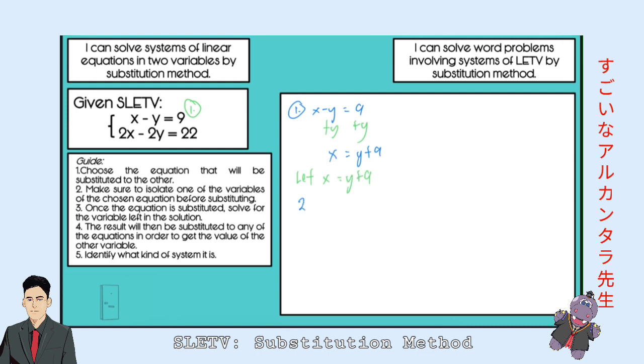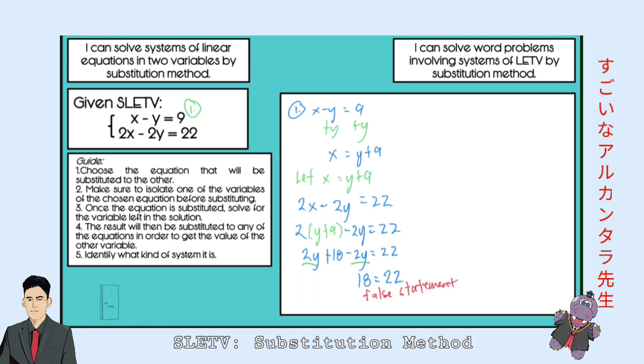Doing so, you will have 2x minus 2y is equal to 22. 2 times your value for x, which is y plus 9, minus 2y equal to 22. 2 times y is 2y. 2 times 9 is 18, minus 2y equal to 22. Now you have here 2y and negative 2y. That can be simplified as 0. You'll be left with 18 is equal to 22. Now, as you can notice, 18 is not equal to 22. This results to a false statement.